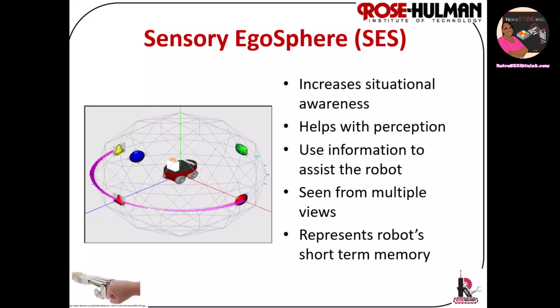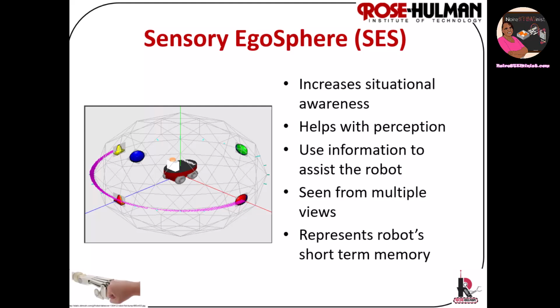And what the human would do is use this information to assist the robot. It can be rotated so it has the robot at the ego or the center. That's why it's called an egosphere. And the sensor data is around the robot, located in context where it is in the world. And it represents a robot short-term memory. It also represents a database that could be searchable for information.